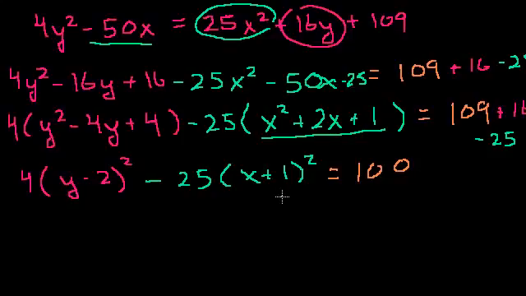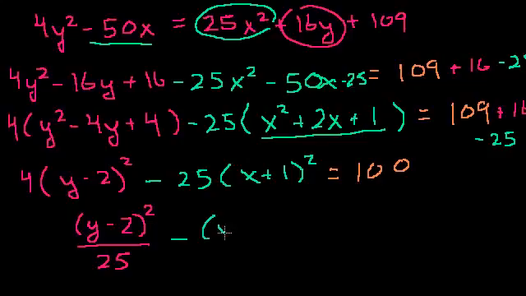So we want a 1 here. Let's divide both sides of this equation by 100. So you will get y minus 2 squared. 4 divided by 100 is the same thing as 1 over 25. So this becomes over 25. Minus, see, 25 over 100 is the same thing as 1 over 4. So this becomes x plus 1 squared over 4 is equal to 1. And there you have it. We have it in standard form. And yes, indeed, we do have a hyperbola.